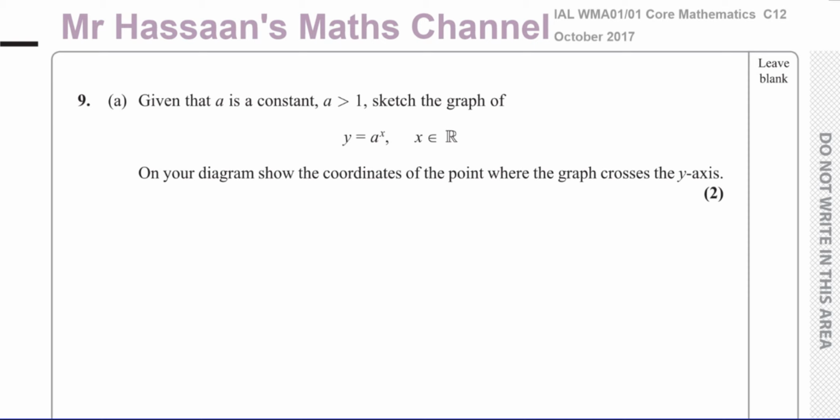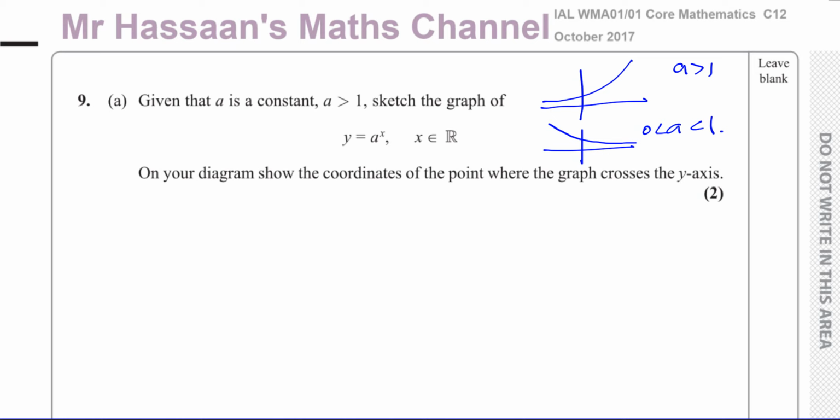Now, given that a is a constant, a is greater than 1, sketch the graph of y equals a to the power of x. So a is a number. This is an exponential curve, and exponential curves look like this if a is greater than 1, and they look like this if a is between 0 and 1, greater than 0 and less than 1.